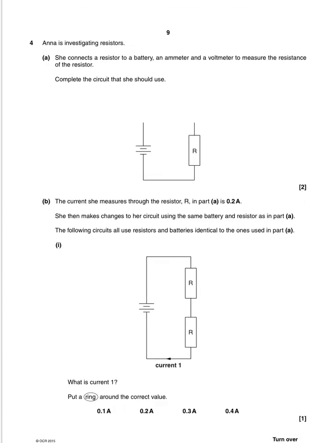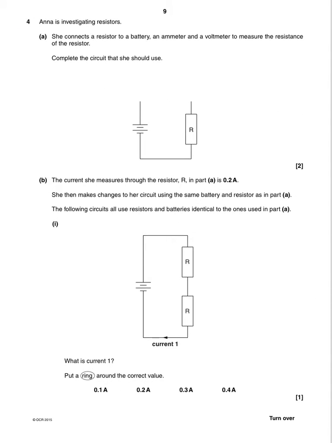Okay, so now on to the next one. Okay, we've got Anna investigating resistors. And the first thing is a nice one, so it's just completing a circuit. So she connects a resistor to a battery, an ammeter and a voltmeter to measure the resistance of the resistor. Complete the circuit that she should use.